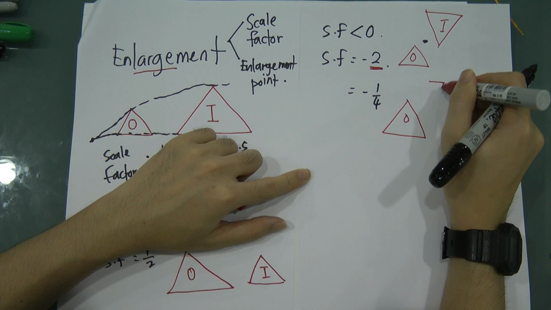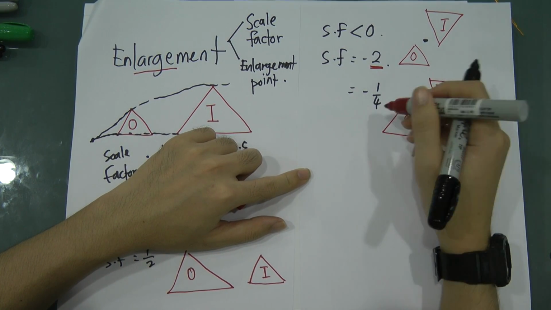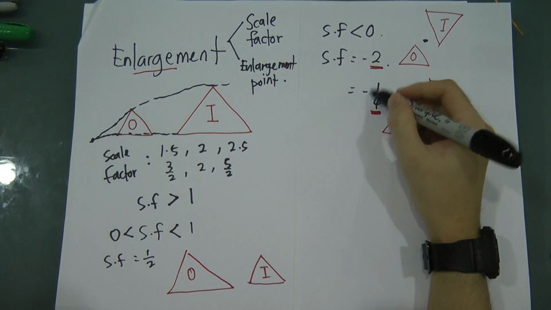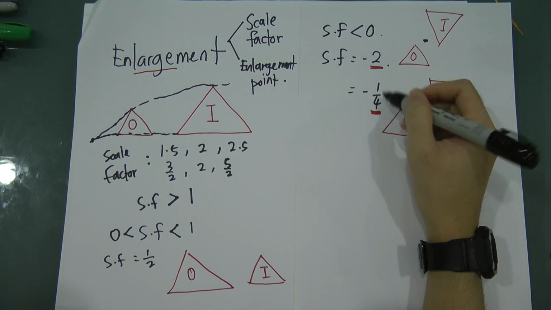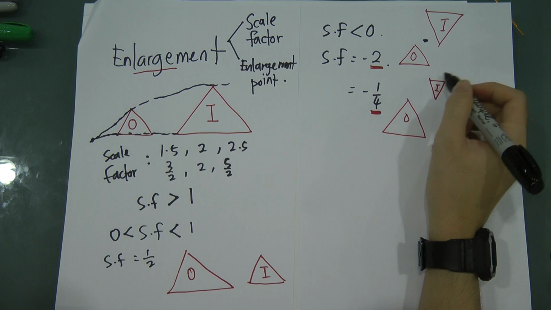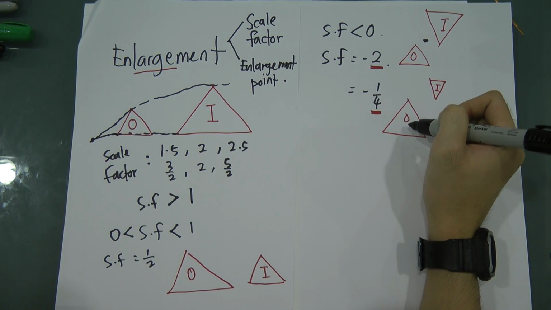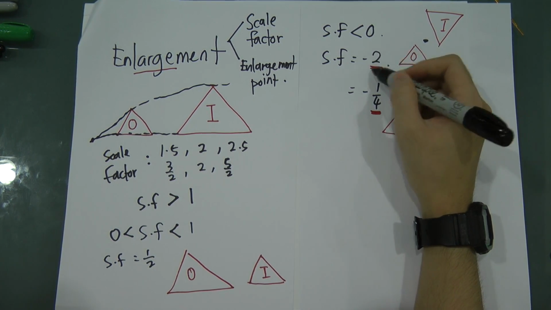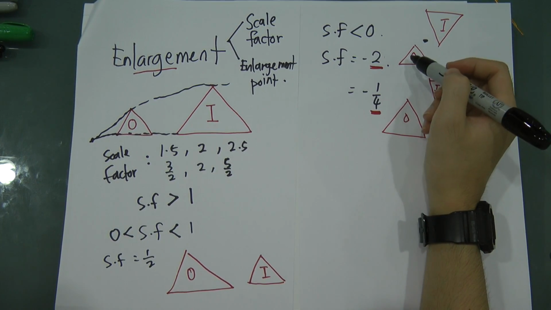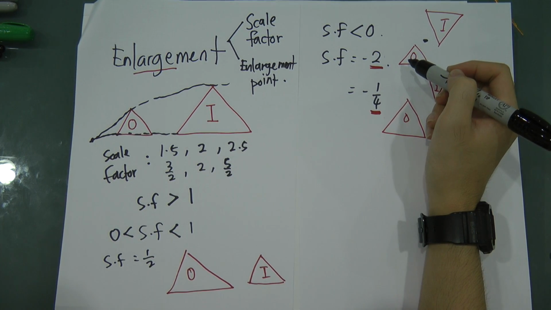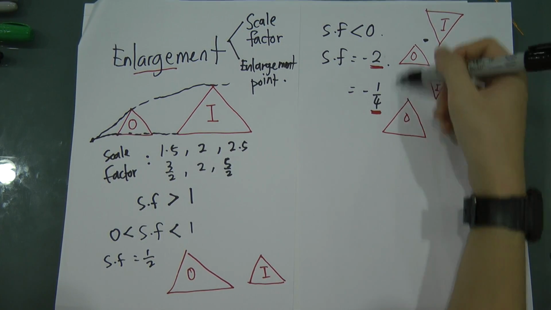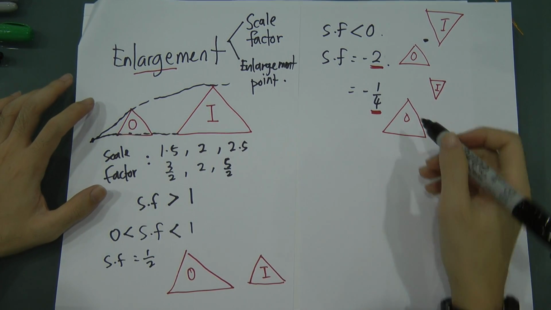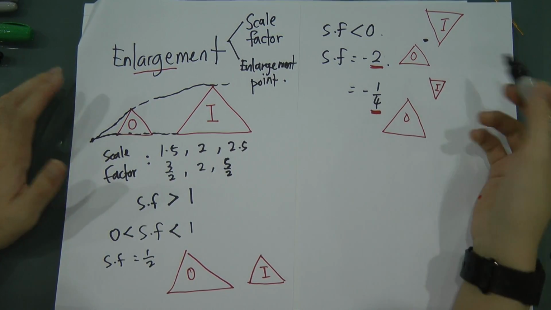Image will become very small. So we always depend on the value also. If the scale factor is a fraction less than 1 but not negative, the image still becomes smaller than the object. But if it is negative and the number is bigger than 1, the image is still bigger than the object. I just randomly drew this to give you some idea about bigger or smaller. O stands for object, I stands for image.